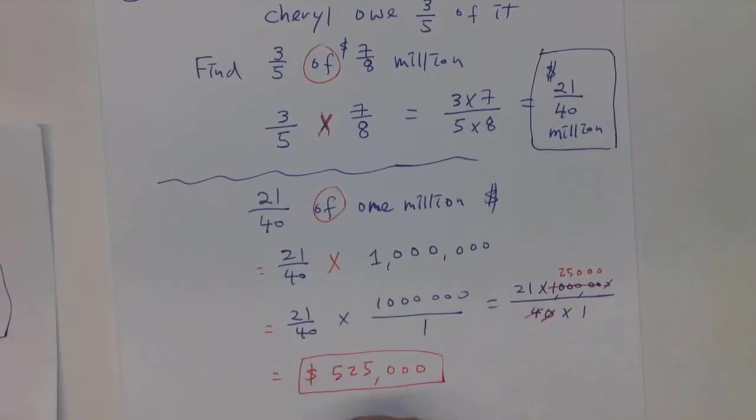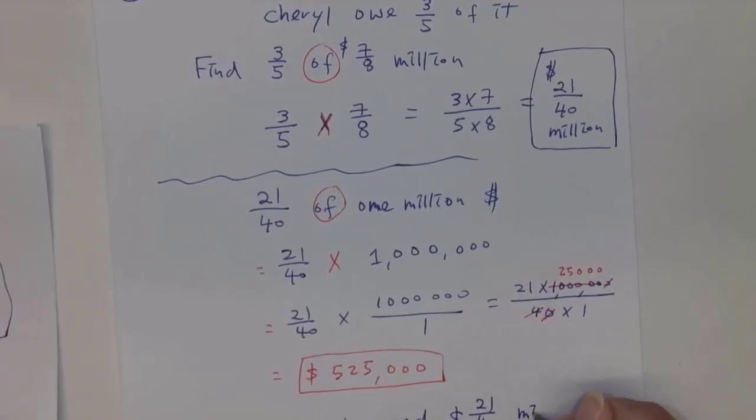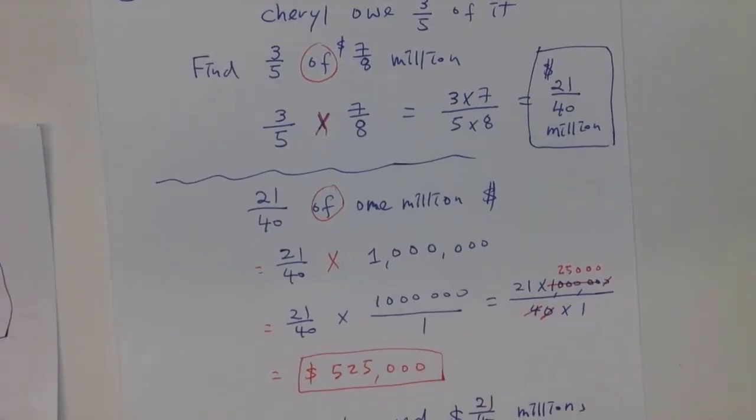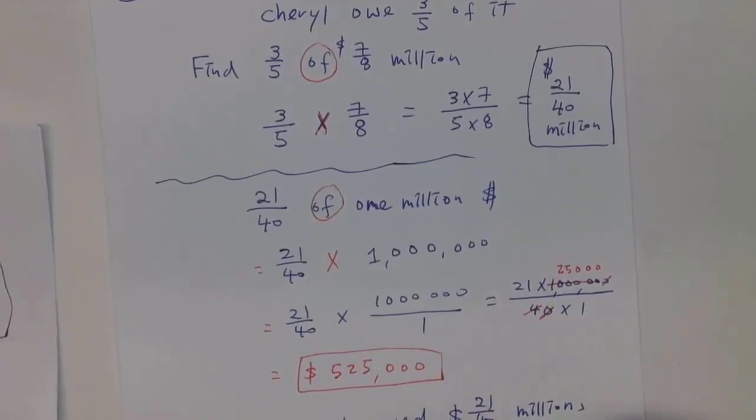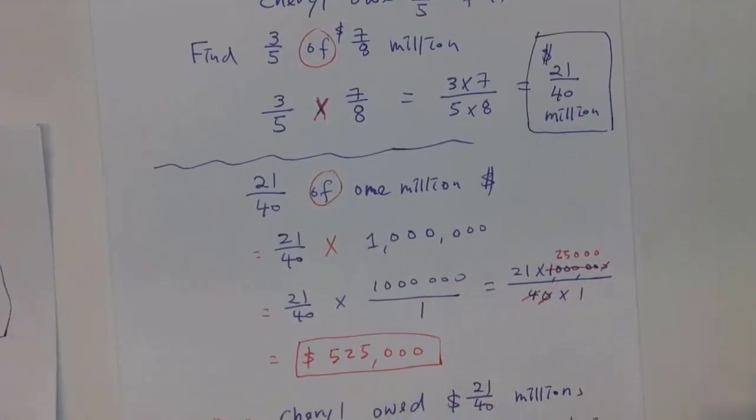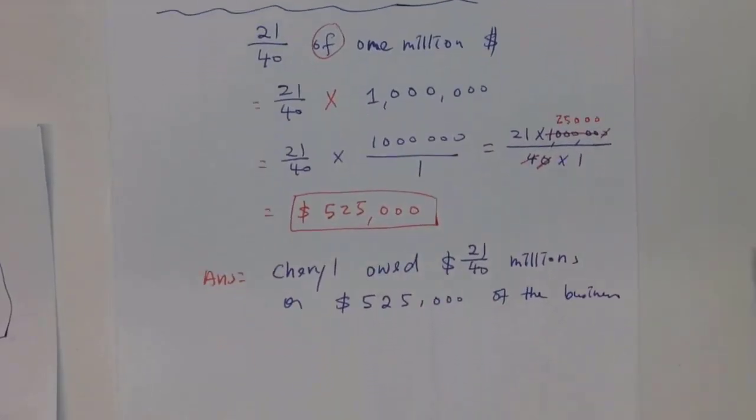Okay, so we're going to say Cheryl owed 21 over 40 million. You can write it like that, or 525,000 of the business, right? So you can write the fraction of a million or the actual dollar amount for the business.